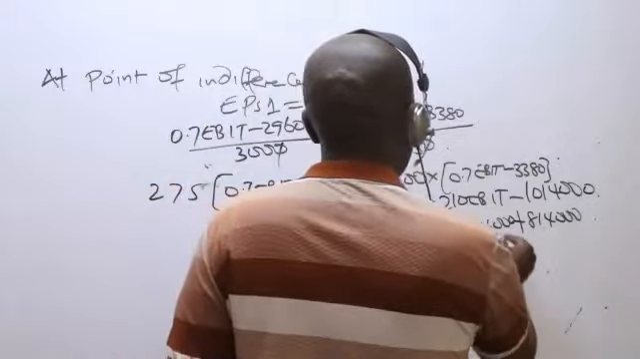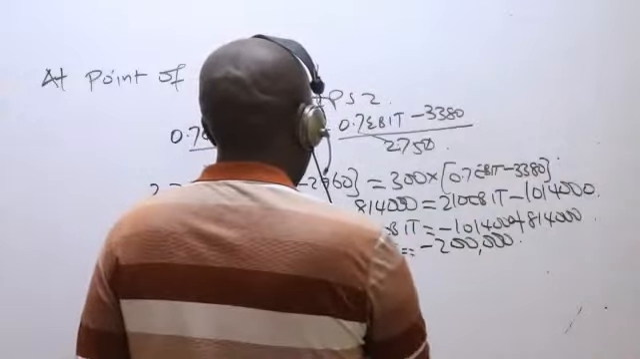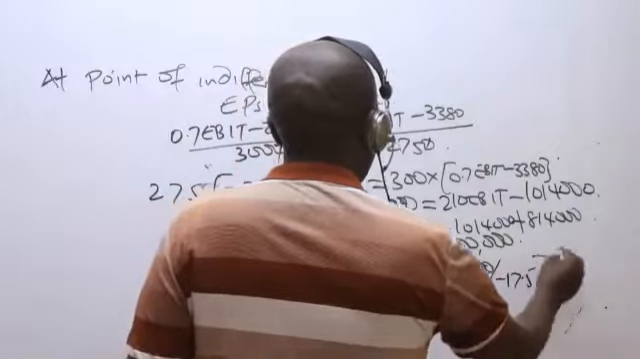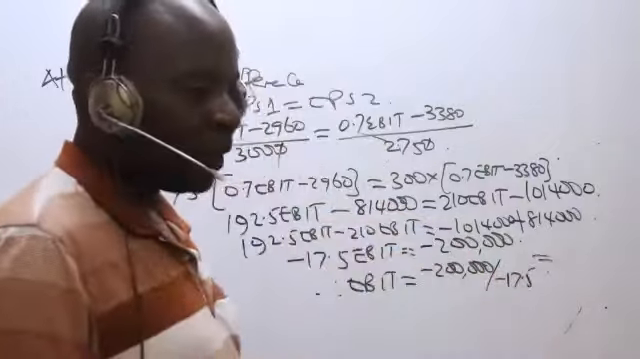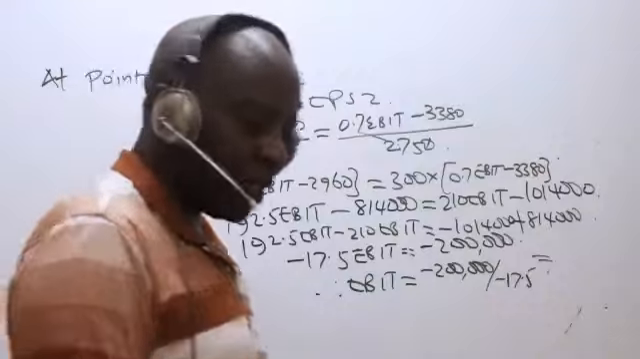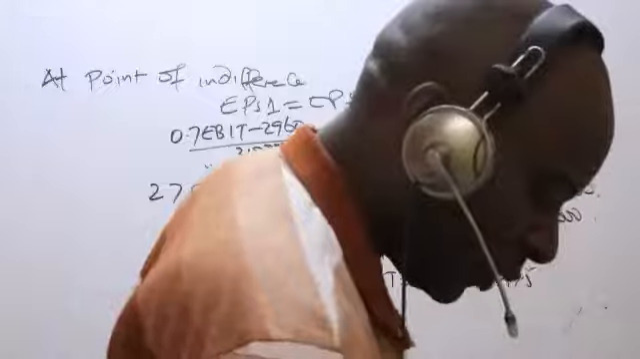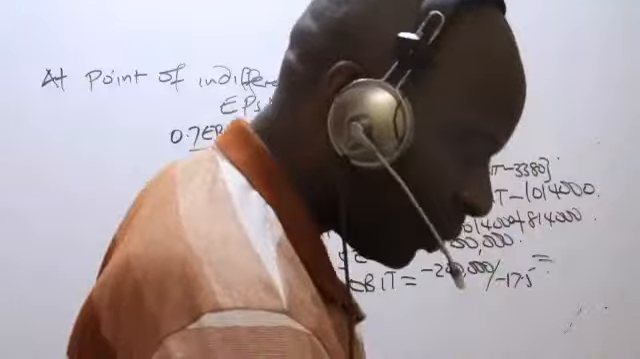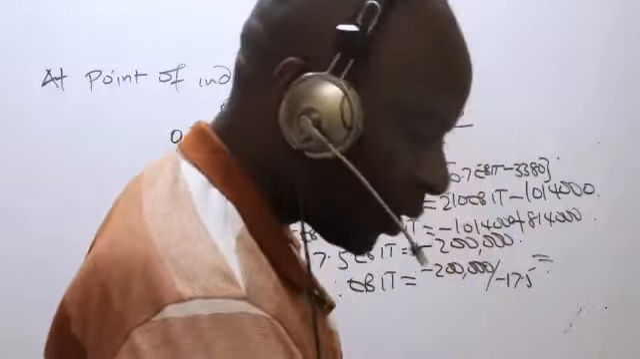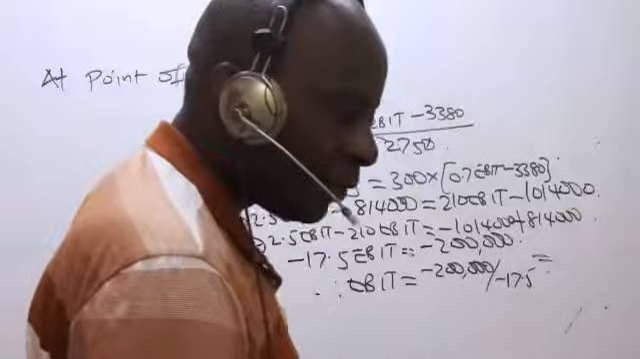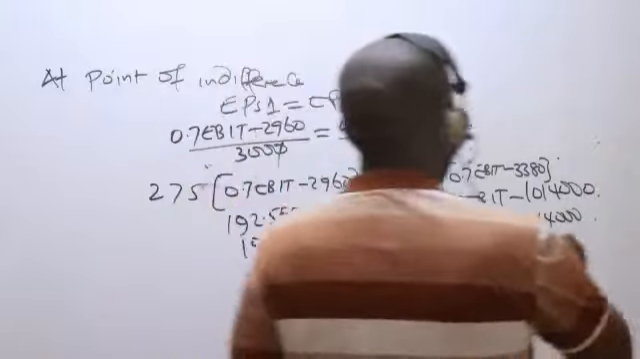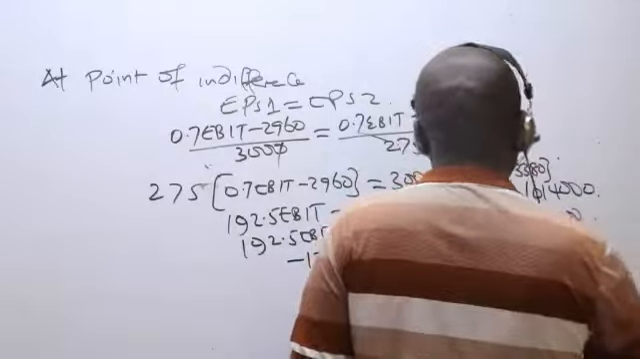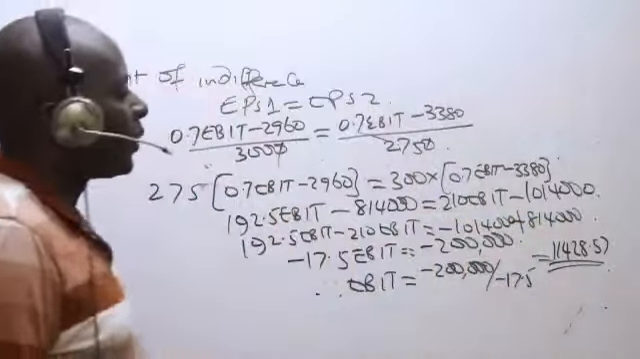Therefore, EBIT will be equal to minus 200,000 divided by minus 17.5, which will end up giving me what figure, ladies and gentlemen? 11,428.57. Thank you very much. That is the correct answer.